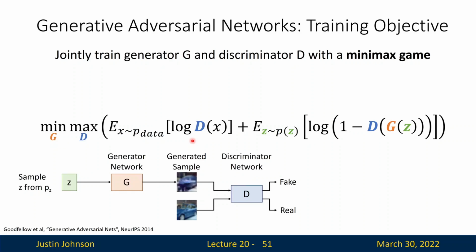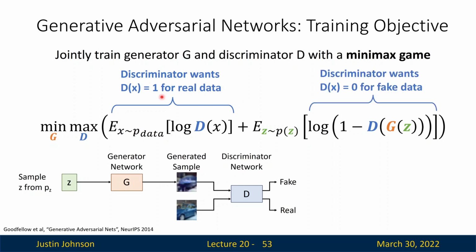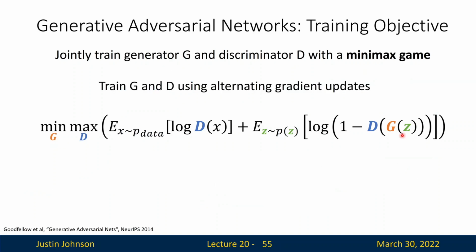So here, we want the result of the discriminator to be 1 for real data, and we want the result of this term to be 0 for fake data. But our generator wants to generate images like real data.